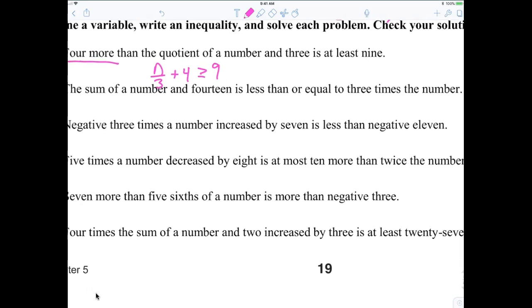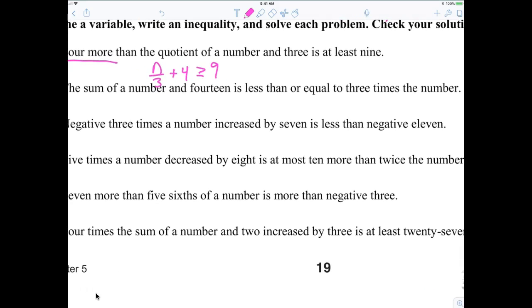So what do I have to do first? Subtract 4, which makes it, and then, which makes it, so n is greater than or equal to 15. You don't even have to do the interval notation.